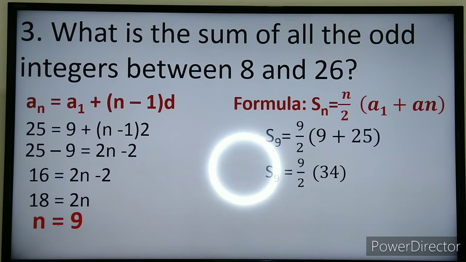Then simplifying this, we have now S sub 9 equals 9 over 2 times 34. Then the sum now is 153. So don't forget to write the formula, because in order to find the sum of the given problem, you are going to use this formula, S sub n equals n over 2 times quantity a sub 1 plus a sub n. And at the same time, you are going to use the formula a sub n equals a sub 1 plus quantity n minus 1 times d in order to find the number of terms, which is equal to 9.